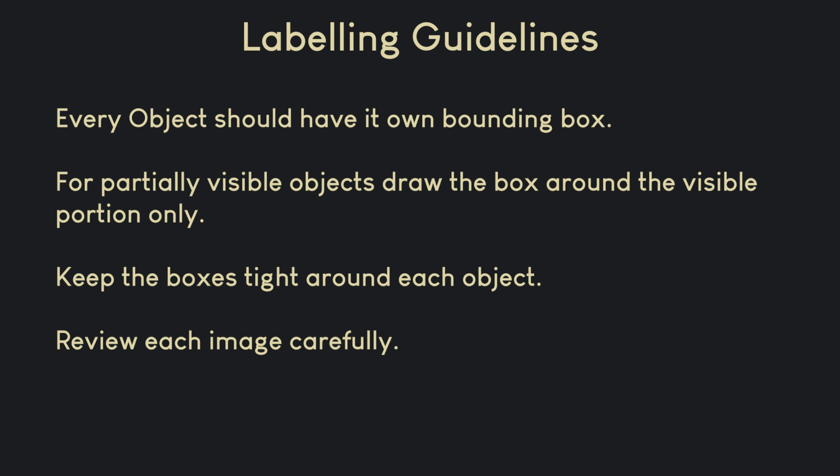To sum up, follow these labeling guidelines to ensure accuracy. Every object in an image should have its own bounding box. For partially visible objects, draw the box around the visible portion only, without assuming hidden parts. Keep the boxes tight around each object, avoiding background elements or nearby objects to help the model focus. Review each image carefully to ensure no object is missed. Sticking to these practices will create a high-quality dataset and help achieve accurate model training results.